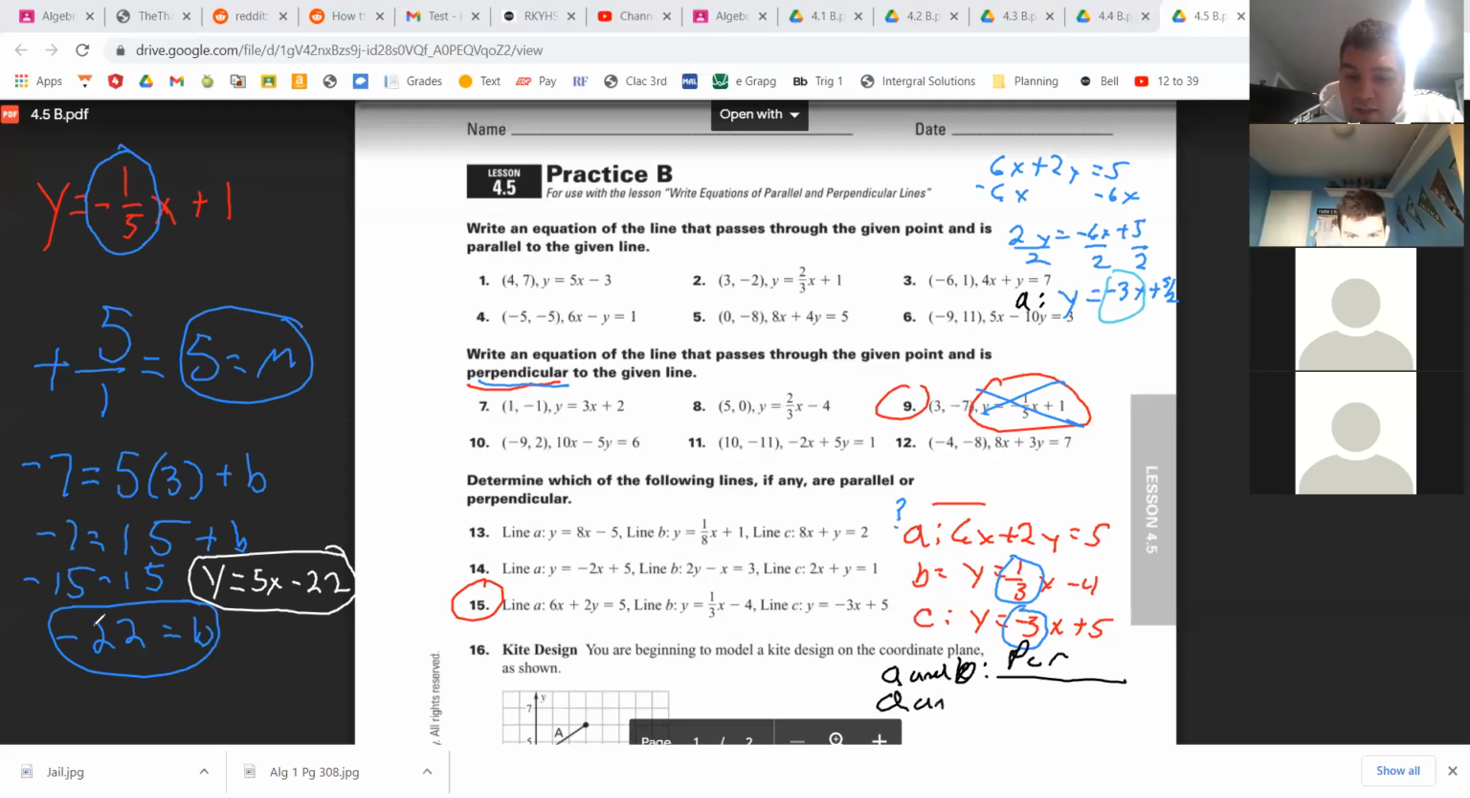Let's check A and C. A and C both have the slope of -3. Because they both have the slope of -3, they are exactly the same slope. So in that case, they are parallel.